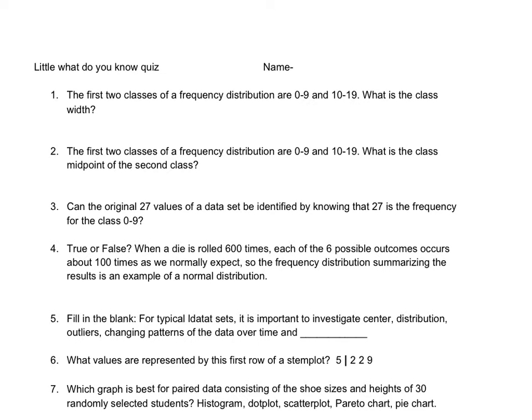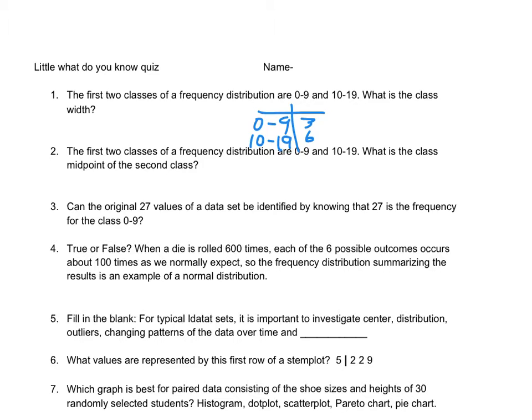So number one, the first two classes of a frequency distribution are 0 to 9 and 10 to 19. You might imagine that you had a frequency distribution with two classes, one over the other. Let's say we had a frequency of 3 in the first class, 6 in the second class.